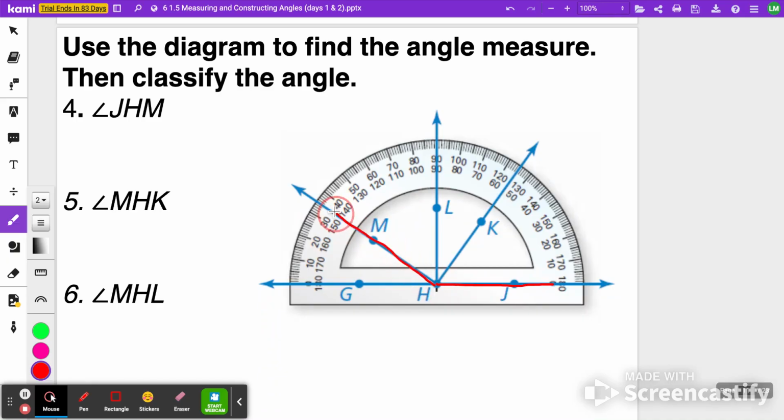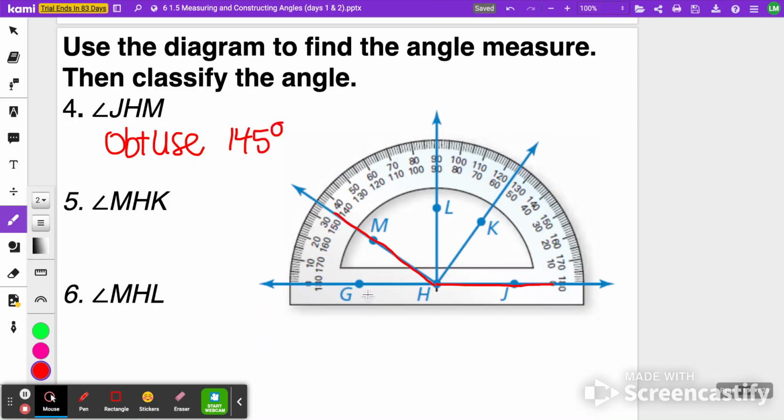Notice this is an obtuse angle, so we're going to classify that first. Because I know it's obtuse, my answer should be bigger than 90 degrees, but less than 180. And right now it's in between 140 and 150, so we'll say that's about 145 degrees.